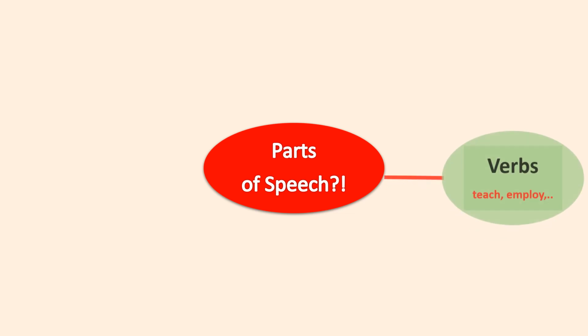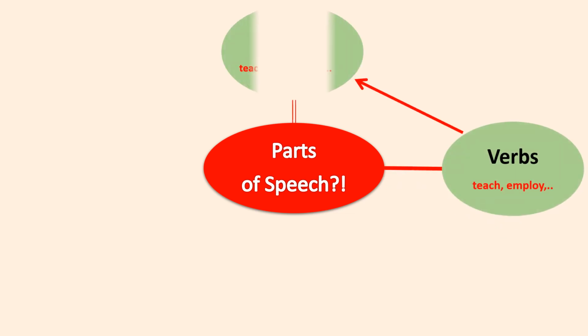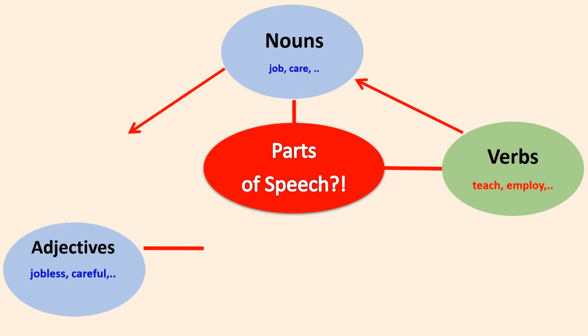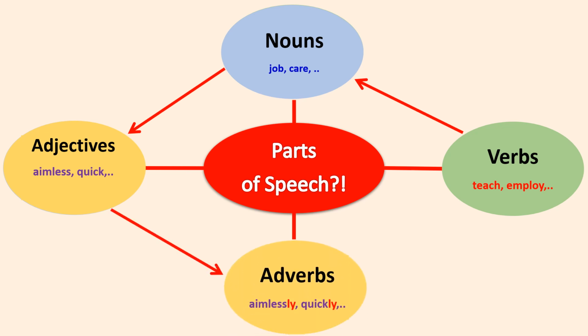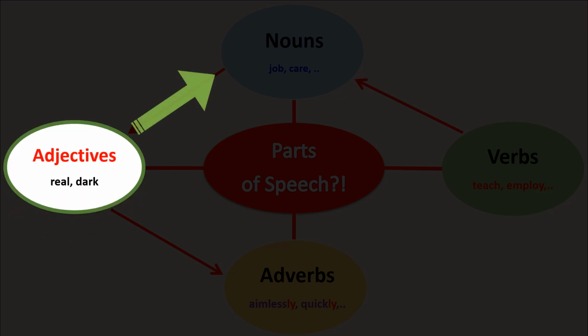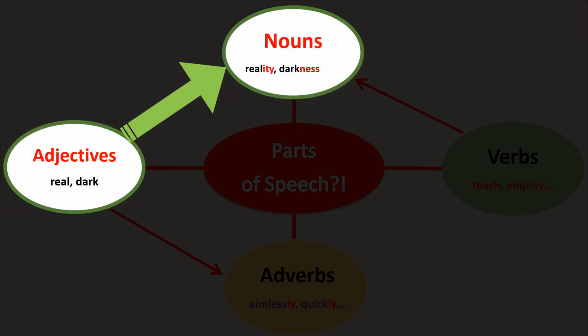For example, we can turn verbs into nouns, or nouns into adjectives, or adjectives into adverbs, and so on. However, our main focus for today will be changing adjectives into nouns. But how can we do that? Actually, we can do that using something which is called suffixes.